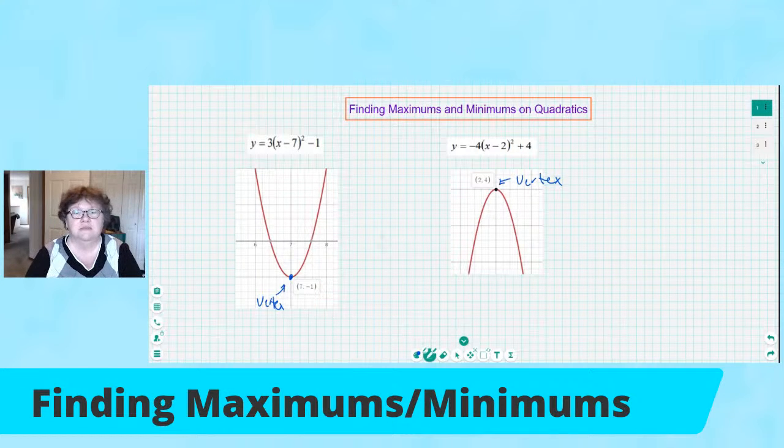So let's think about this a little bit. Which would be the max? Which would be the minimum? Well, max and mins have to do with the height. So if you want a maximum, here, I'll write it here with my lovely handwriting. A maximum is the highest point on the graph.